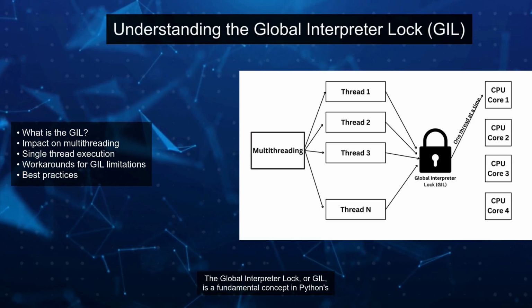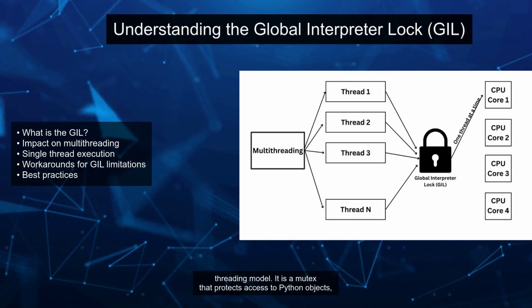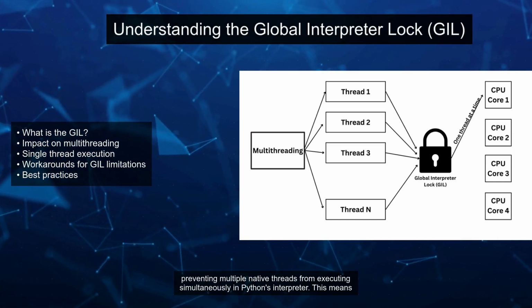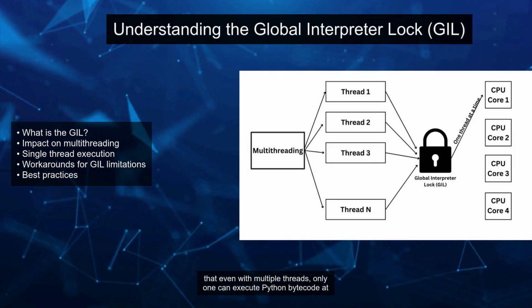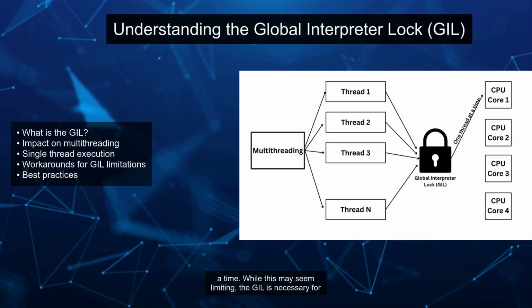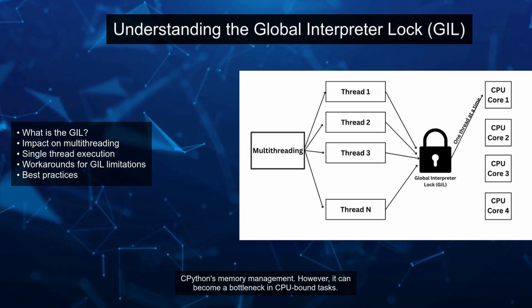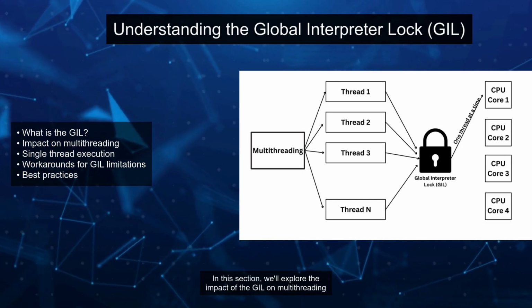The Global Interpreter Lock, or GIL, is a fundamental concept in Python's threading model. It is a mutex that protects access to Python objects, preventing multiple native threads from executing simultaneously in Python's interpreter. This means that even with multiple threads, only one can execute Python bytecode at a time. While this may seem limiting, the GIL is necessary for Python's memory management. However, it can become a bottleneck in CPU-bound tasks.